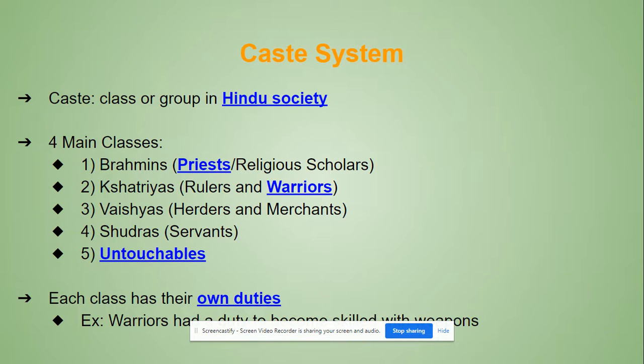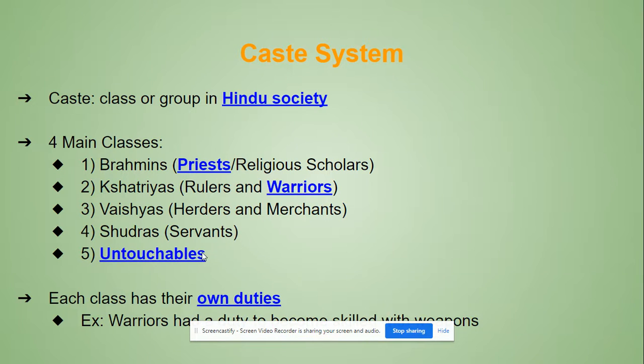One of the things we already talked about was the caste system. This was your class or group in Hindu society. There are four main classes. You see here there are actually five listed, and there's a reason for that. The four main classes are the Brahmins at the top of society, the upper class, the priests and religious scholars. Then you have rulers and warriors with the Kshatriyas. The Vaishyas are the merchants, and then the Sudras are the servants.